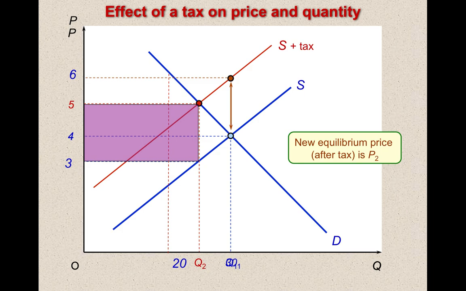So then finally make a line. Actually, you could stop there. So basically, just make the purple box is what I'm asking you to do. And that purple box is the government revenue.